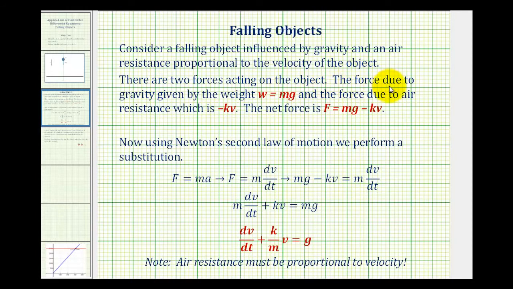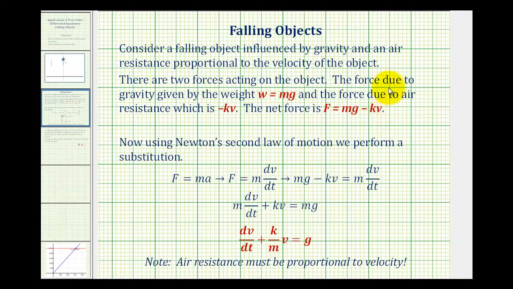The force due to gravity given by the weight, which is going to be equal to m times g, or mass times the acceleration due to gravity, and the force due to air resistance is proportional to the velocity, so it's going to be equal to negative k times v, where k is the constant of proportionality, and it's going to be negative because it's going to be in the opposite direction of the force due to gravity. So the net force, or big F, is going to be equal to m times g minus k times v.